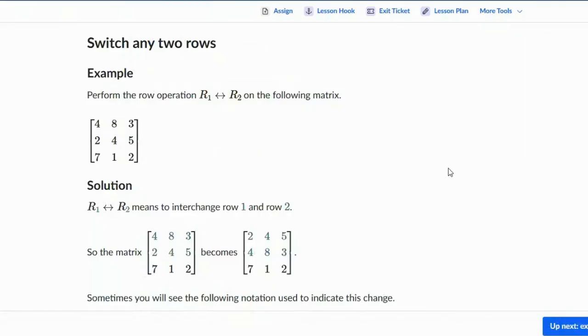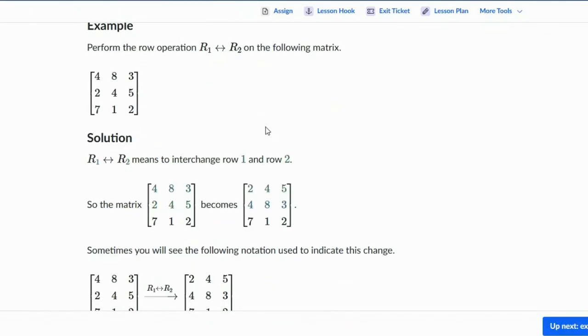Let's look at them individually. Switch any 2 rows. This is what you might see as the operation. It has that double arrow, which means take row 1 and row 2 and trade places, interchange them. So 4, 8, 3 moves down to the second row, and 2, 4, 5 moves up to the top row.